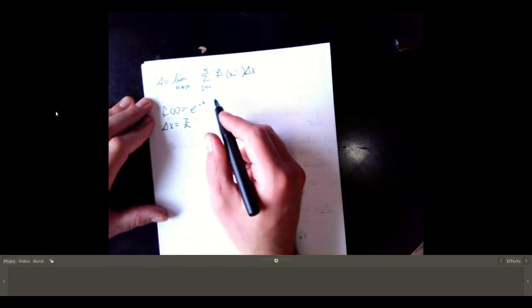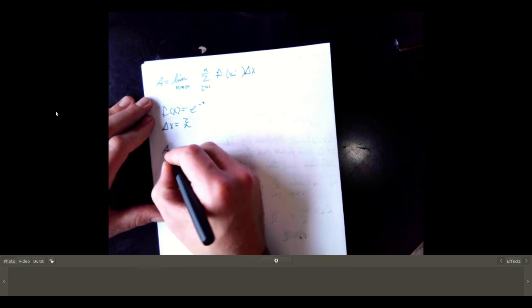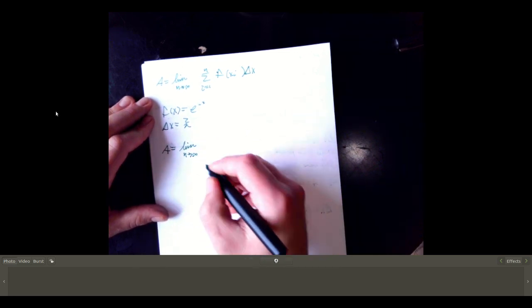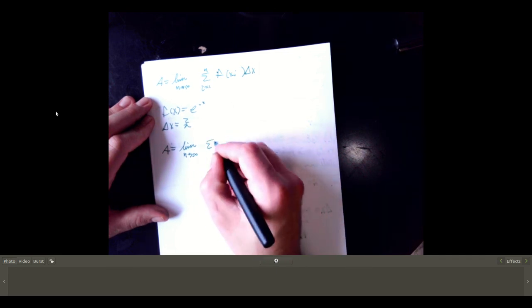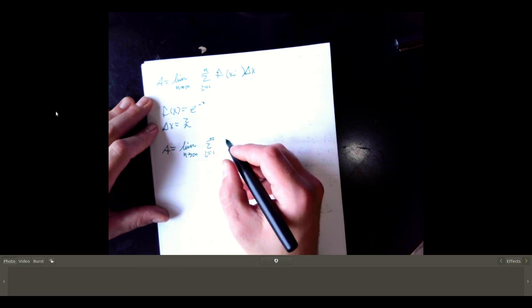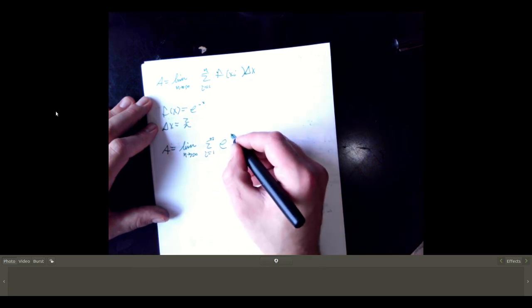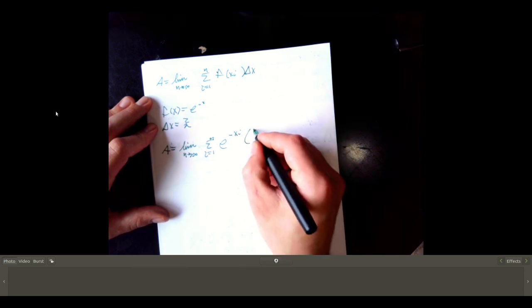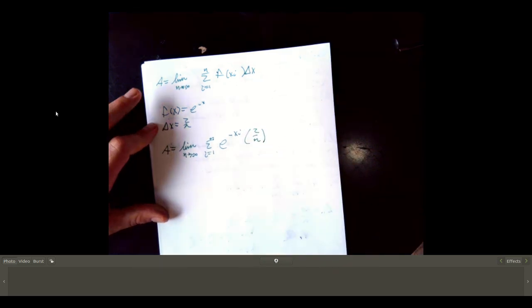So filling this information out where it goes, we get A is equal to the limit as n goes off to infinity of the sum of i equals 1 to n. So we can call this, how about we just call it, e to the negative x sub i times delta x, which is 2 over n.